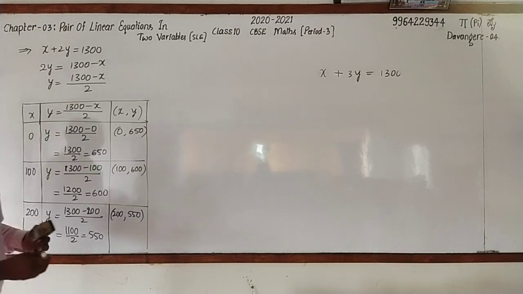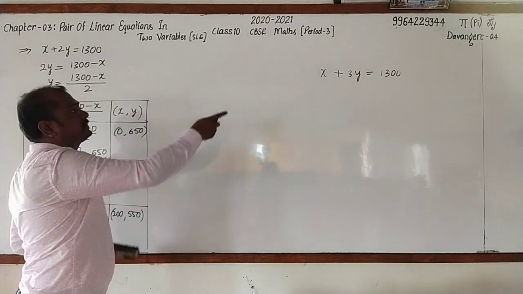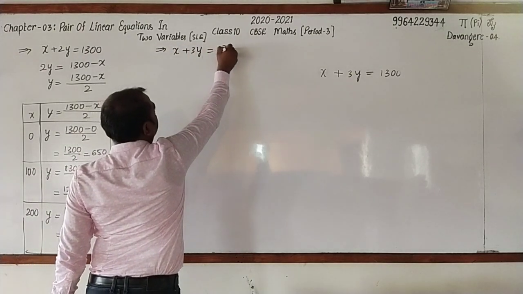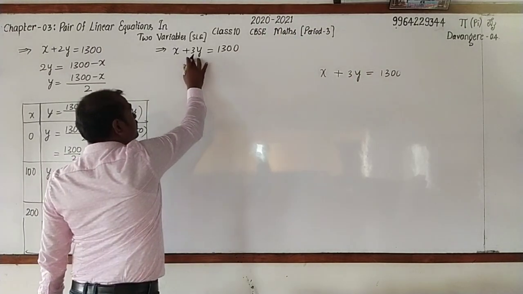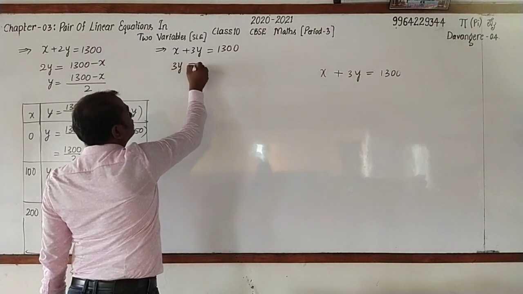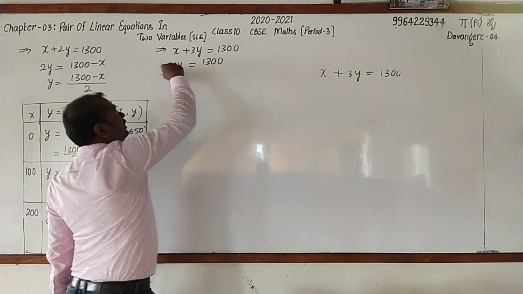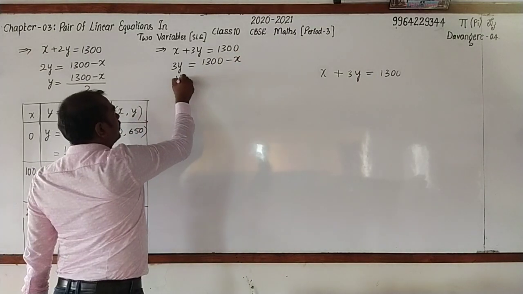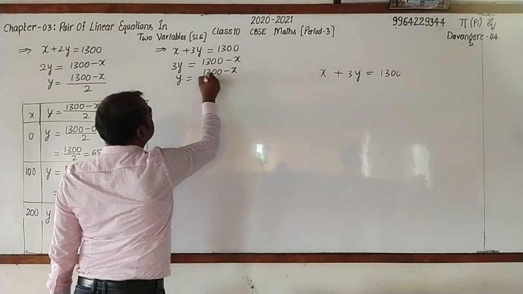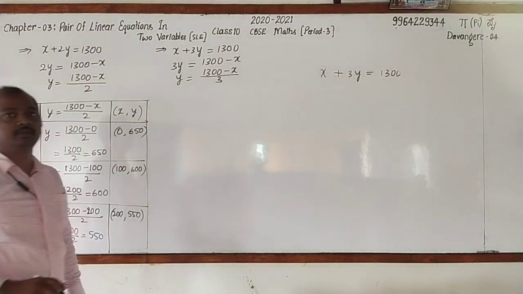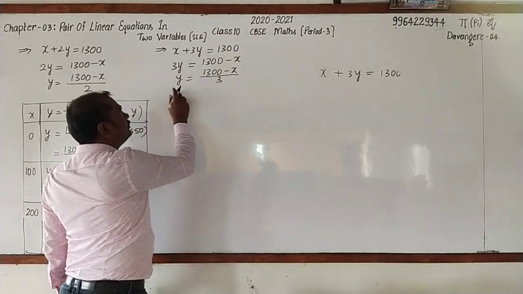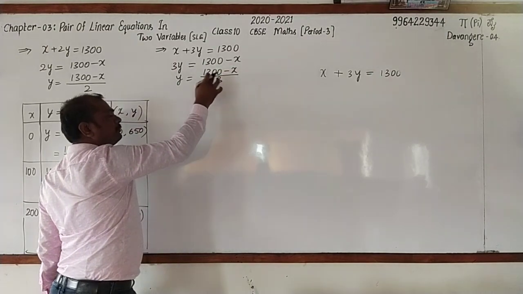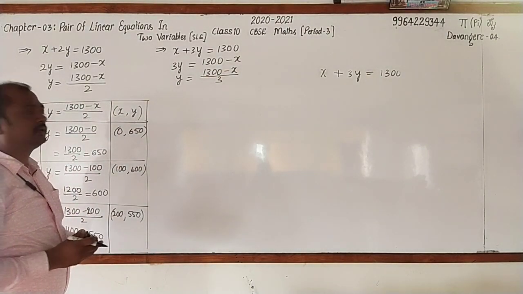Clear? Similarly, let us go for finding coordinates of the equation. Second equation, x plus 3y is equal to 1300. Let me solve for y. Keep that 3y as it is, then 1300, transfer x to the right hand side, becomes minus x. Then y is equal to (1300 minus x) by 3. Here, if you take 0 in place of x, 1300 minus 0, 1300 by 3, not divisible. Hence we have to choose suitable numbers.